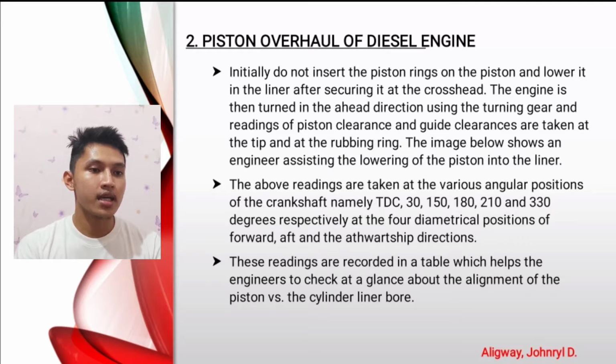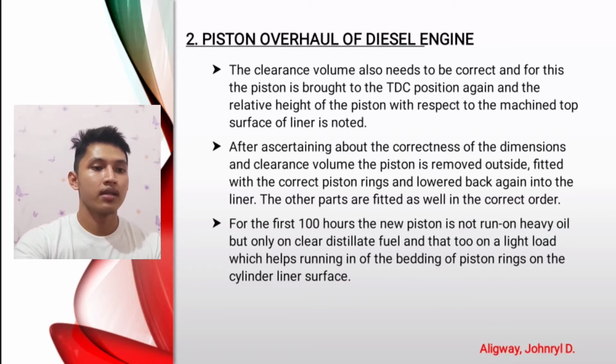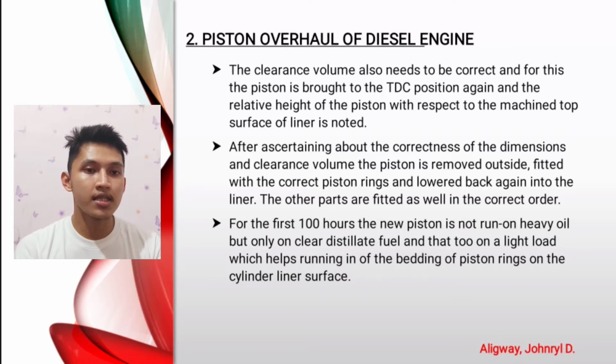Next, these readings are recorded in a table, which helps the engineer to check at a glance the alignment of the piston versus the cylinder liner bore. And the clearance volume also needs to be correct. For this, the piston is brought to the TDC position again, and the relative height of the piston with respect to the machined top surface of the liner is noted.